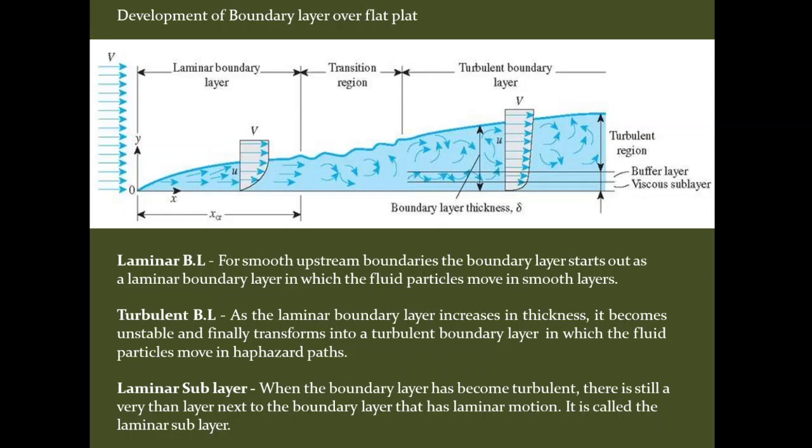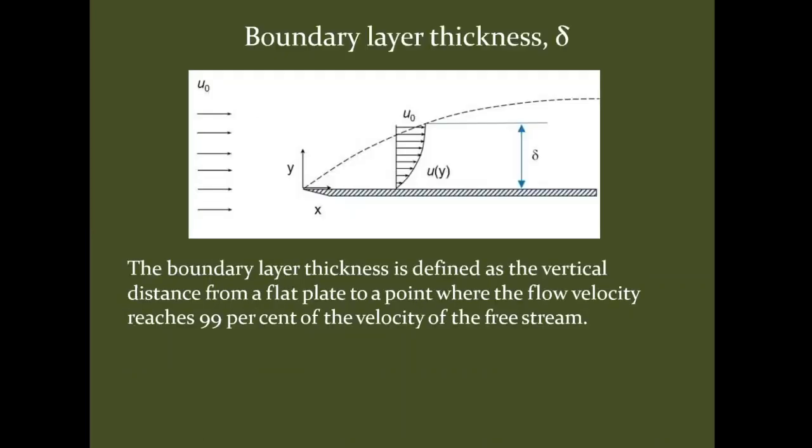Though we are seeing here that the velocity distribution is parabolic in nature, in the laminar sublayer it is assumed to be linear in variation, and so the velocity gradient can be considered constant. Therefore the shear stress in the laminar sublayer will be constant and will be equal to the boundary shear stress, that is tau. Thus the shear stress in the boundary layer will be similar to the shear stress in the laminar sublayer. Now we will see the definition of boundary layer thickness.